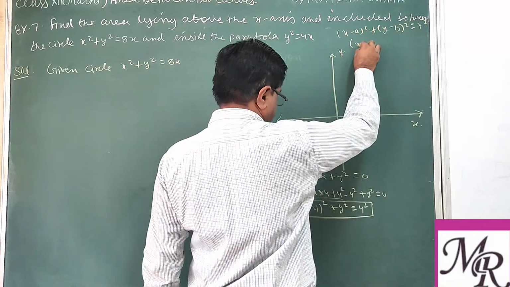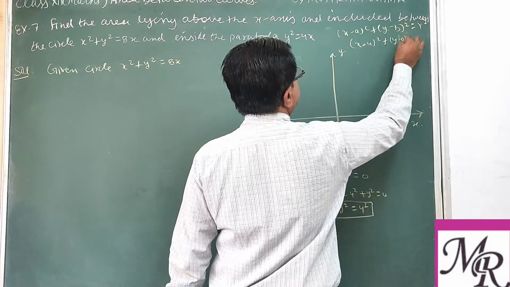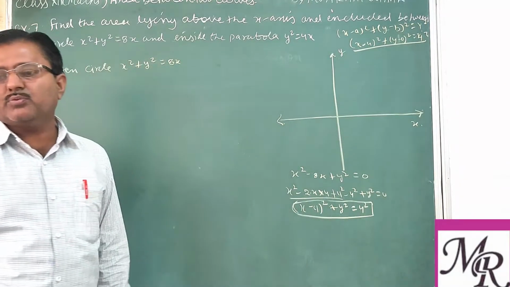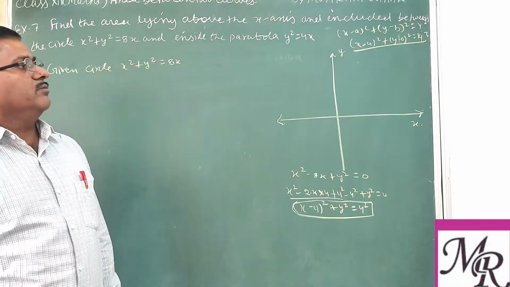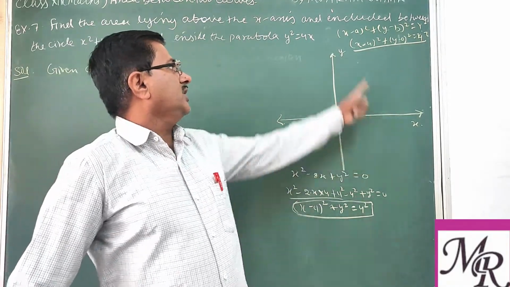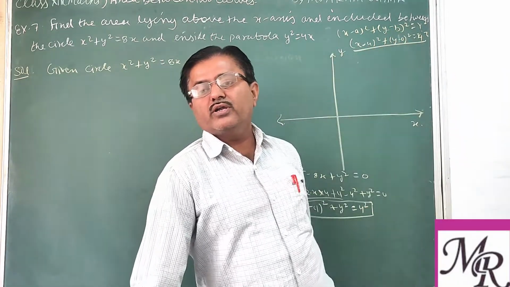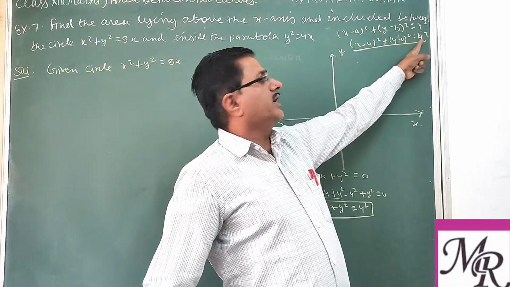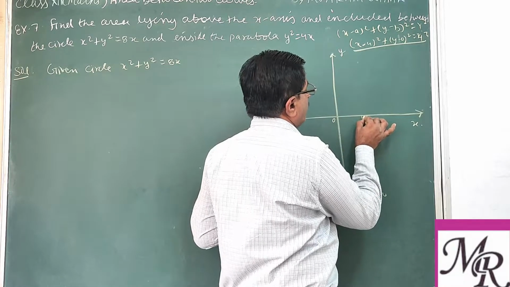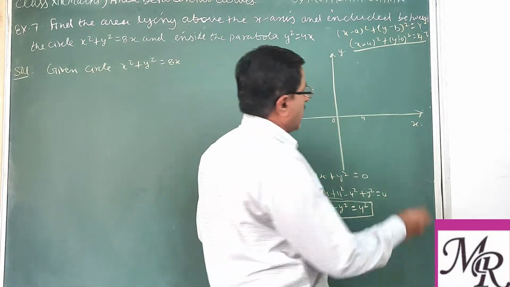So if you compare this, (x - 4)² + (y - 0)² = 4². So one may see a = 4 and b = 0, which is the coordinate of the center, and r, that is radius, is 4. So from the origin we have 4 units, and the center of the circle will lie there.